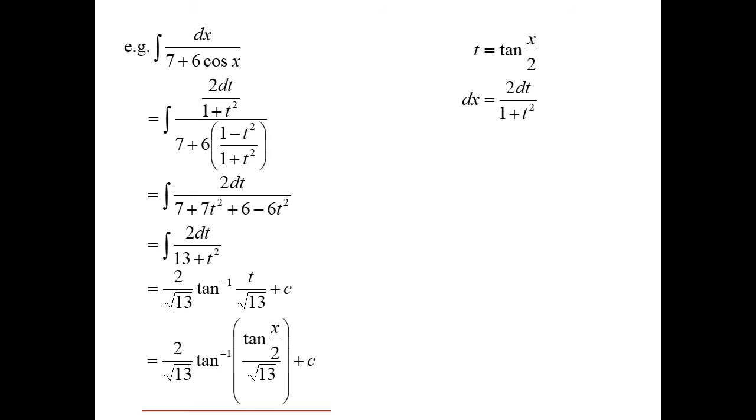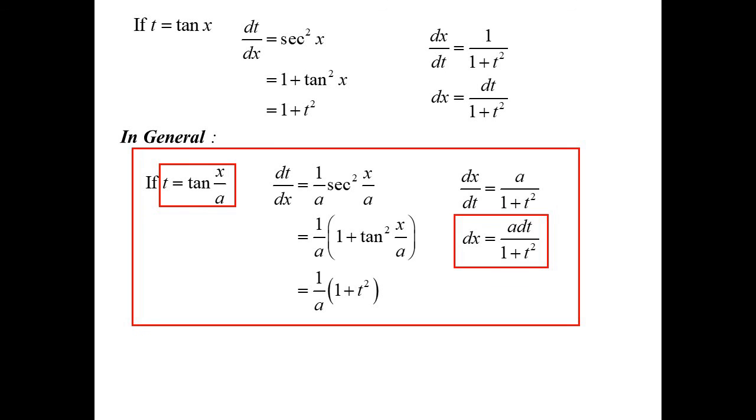Now, I used it for tan(x/2). Of course, you can use it for other angles. Say I wanted to make t equal tan x. That's fine, but it does mean our substitution for dx will be different. So dt/dx would become sec squared. I'd end up with dt on 1 plus t squared instead of 2 dt on 1 plus t squared. So to generalise that, if you're going to substitute t equals tan(x/a), you will always end up with a dt on 1 plus t squared. So x on 3, 3 dt on 1 plus t squared, and so on.